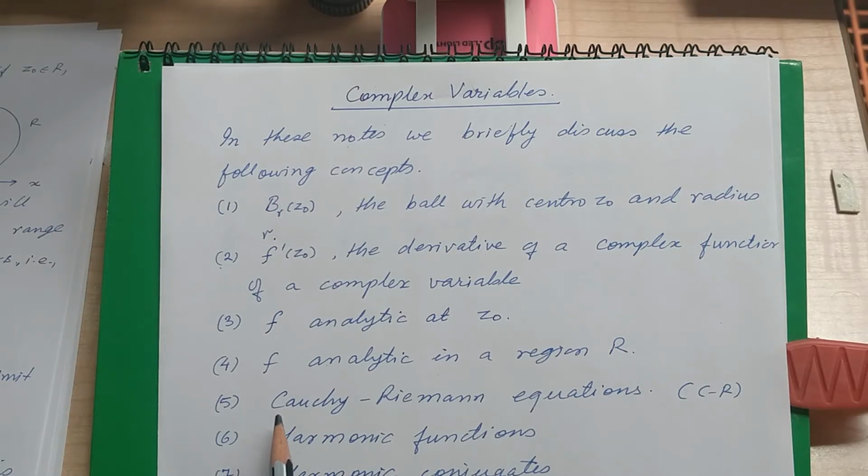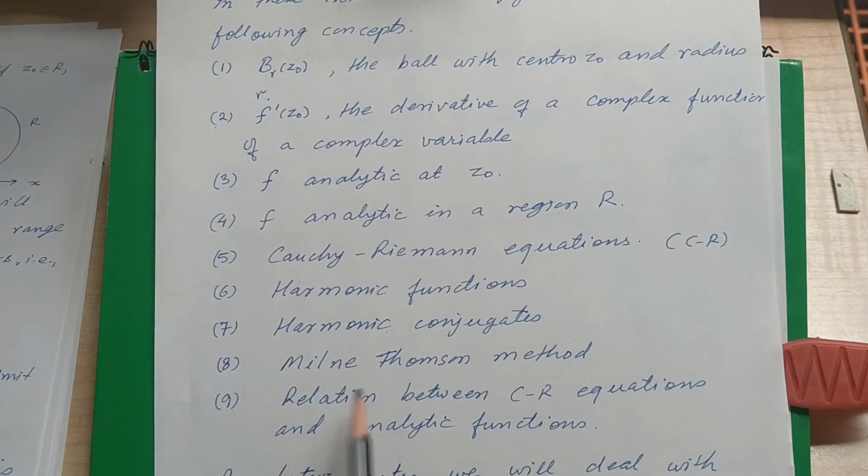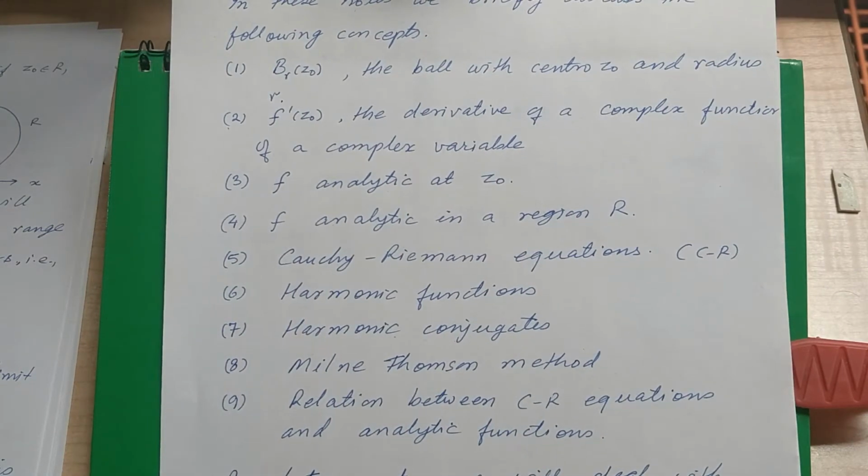We shall have a look at the Cauchy-Riemann equations and its consequences. We will look at the definition of a harmonic function. We will look at the definition of the harmonic conjugates. We will have a look at a certain procedure called the Milne-Thomson method. And we shall look at the relation between the Cauchy-Riemann equations and analytic functions. This is related to what I just said previously, regarding Cauchy-Riemann equations and its consequences.